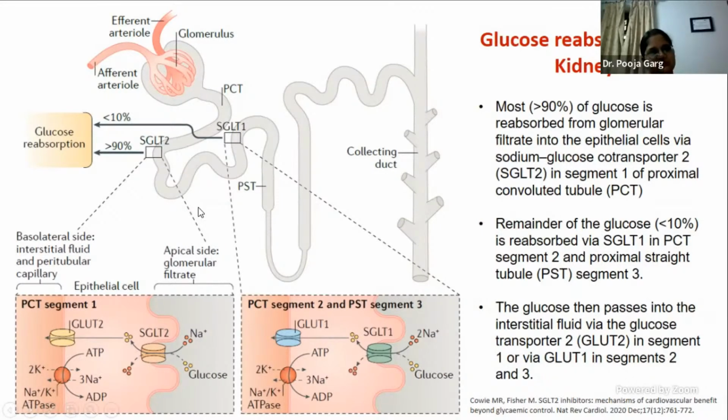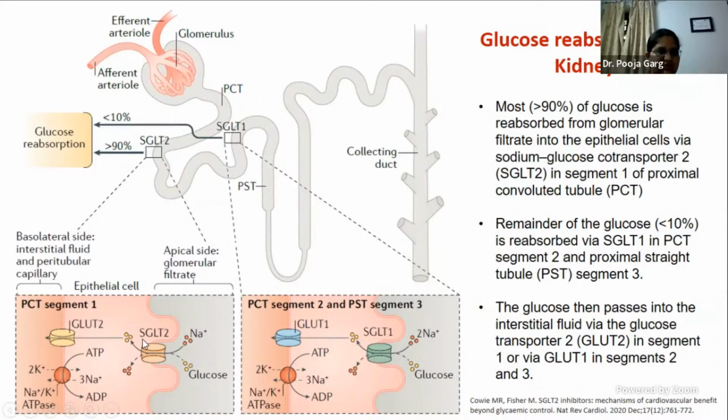These two are responsible for glucose reabsorption. Most of it is reabsorbed by the SGLT2 receptors, almost 90%. 10% is reabsorbed by SGLT1. So what do SGLT2 inhibitors do? They inhibit this SGLT2 receptor here in the proximal convoluted tubule, in the proximal segment.